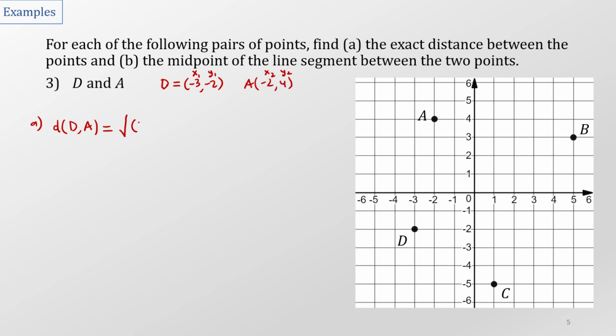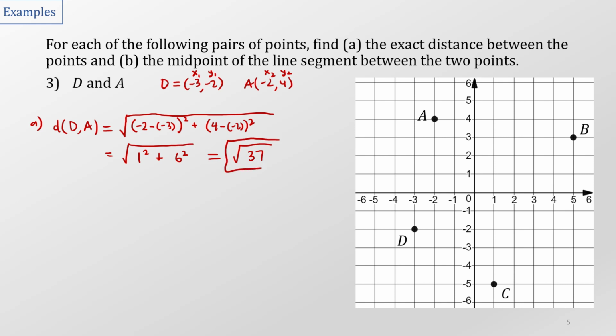We have x2 minus x1, which is negative 2 minus a negative 3 quantity squared. Then y2 minus y1, 4 minus a negative 2 squared. And then we just got some number crunching to do. Negative 2 minus negative 3 is a positive 1. 4 minus a negative 2 is a positive 6. And this works out to be the square root of 37.